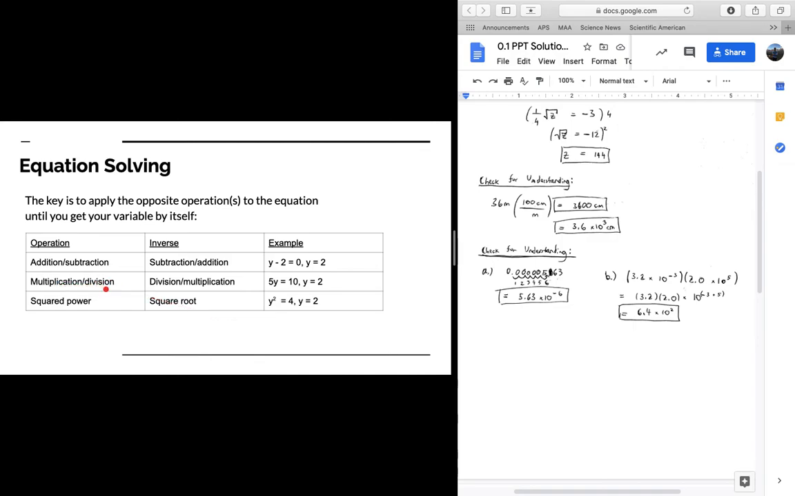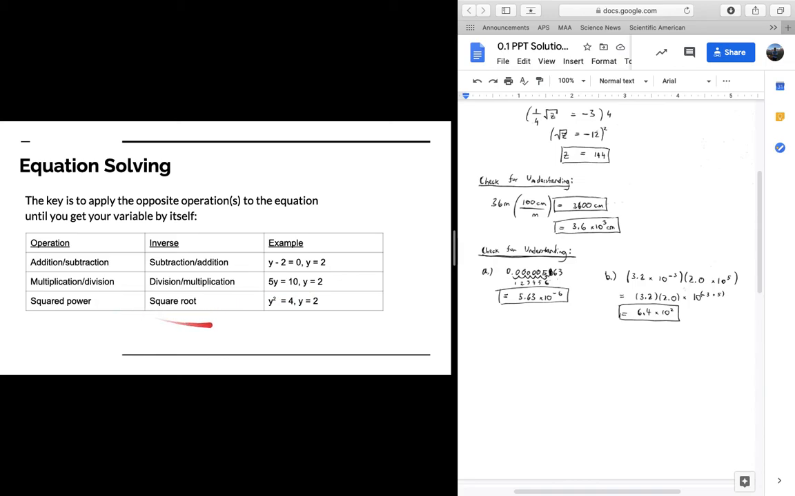If there are, I'm going to perform the opposite operation, which is division and multiplication, which is going to give me 5y equals 10. All right, so for example, let's say I'm looking at 5y equals 10 right here. We're going to divide both sides by 5, which is going to give us y equals 2. We're going to get y equals 10 divided by 5, or y equals 2.